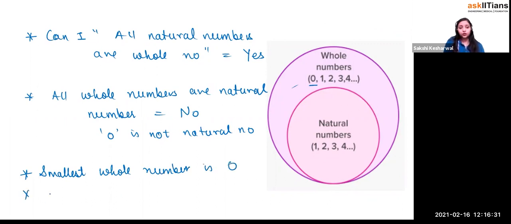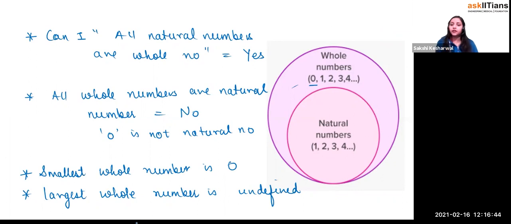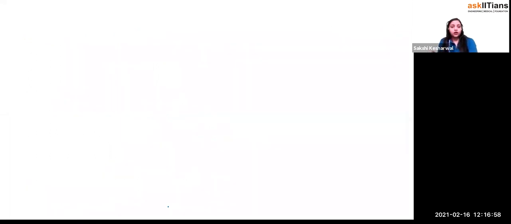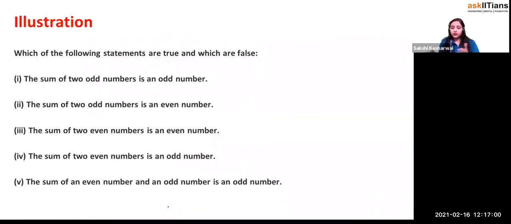Now, if I ask you what is the largest whole number? The largest whole number is again undefined. We say this generally as undefined. That's it. Okay, so this is very clear to everyone. What is a whole number? What are the natural numbers? All natural numbers are whole numbers, and all whole numbers are not natural numbers. Yes, right. So let's do some arithmetic.